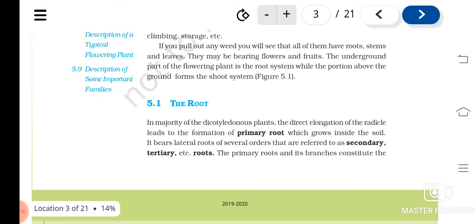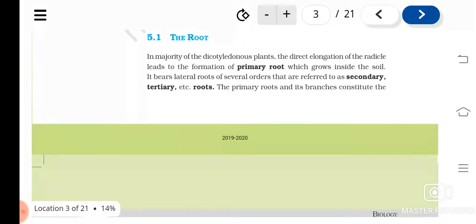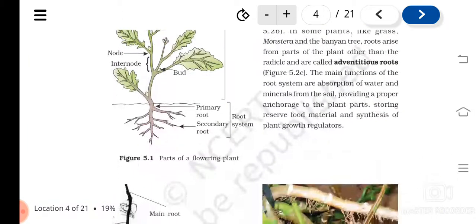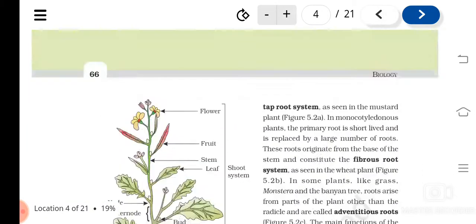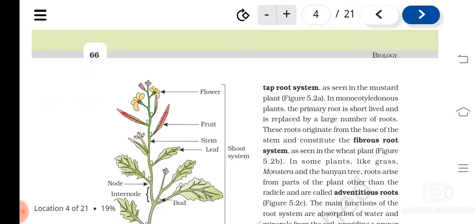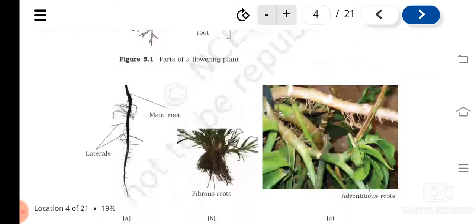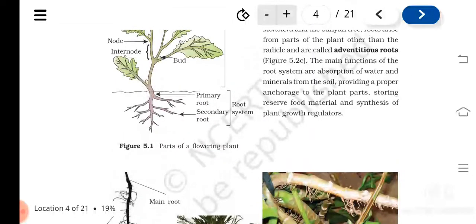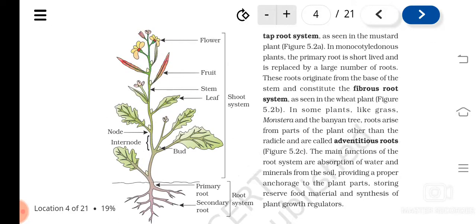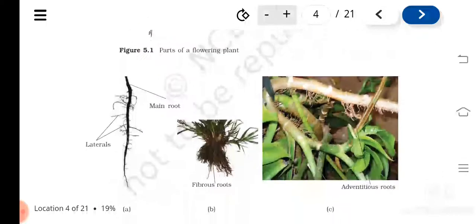And the roots can be primary roots, secondary roots, tertiary roots, etc. The first formed root is known as primary root, isn't it? And then from that lateral branches originate, and there are different types of root systems. What are they? We can classify them into three types, isn't it? Taproot system, where there will be a main root, and from that secondary and tertiary roots will be arising.